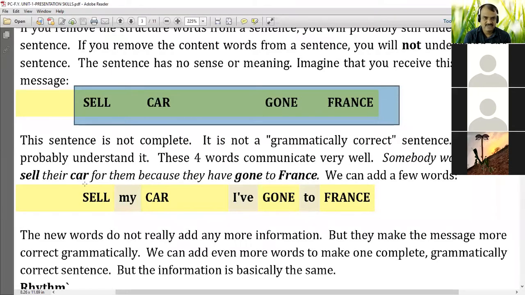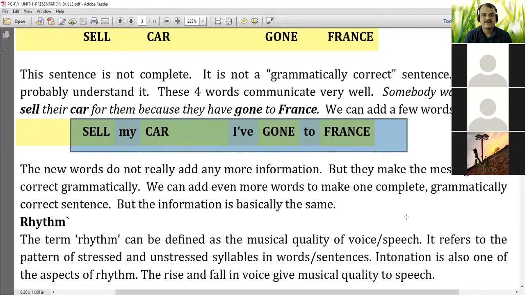So now concentrate on the second example with yellow background. Between cell and car, which word do you find? सांगा ना, एवढं काय अवघड आहे याच्यामध्ये? Between the word cell and car, which word is there? My. Correct. So from which category is it? Pronoun. Correct. It is a pronoun.